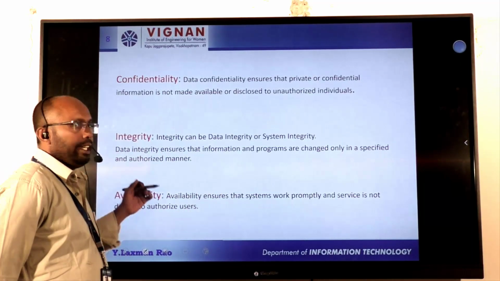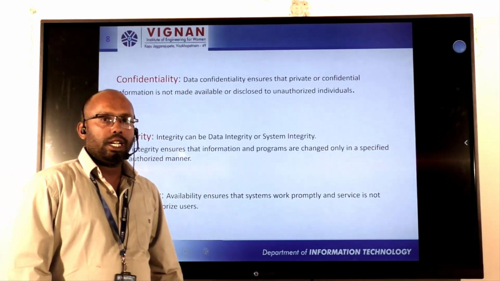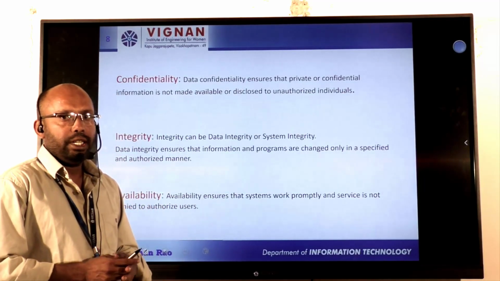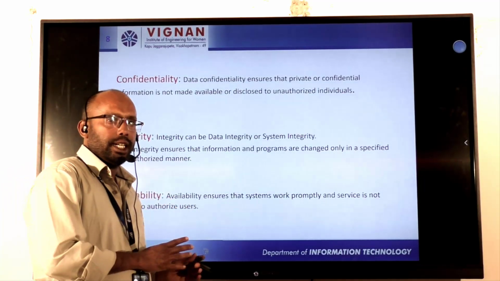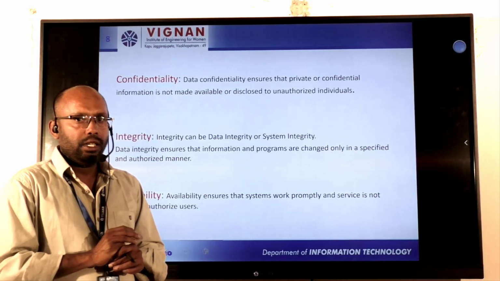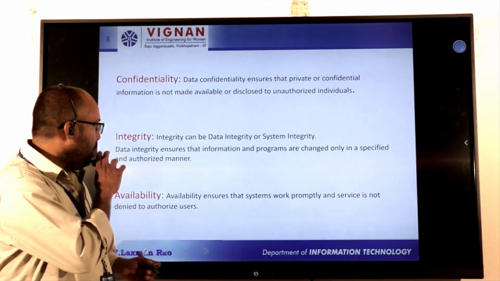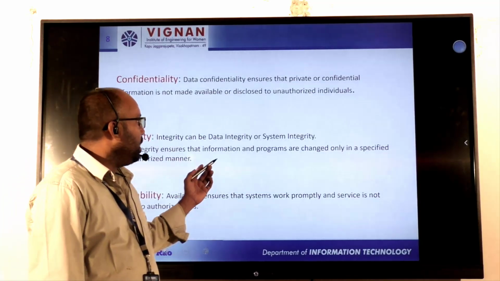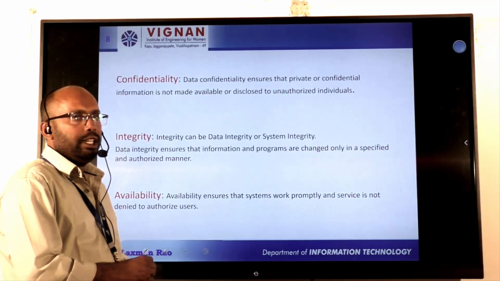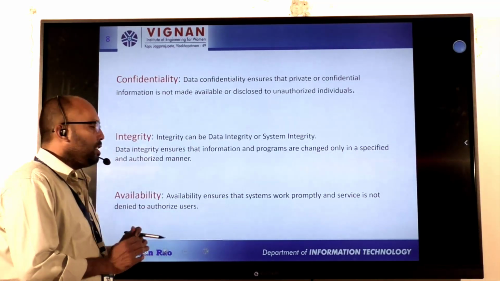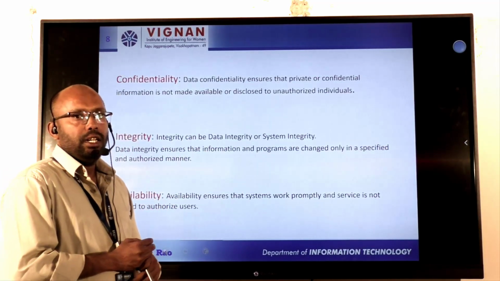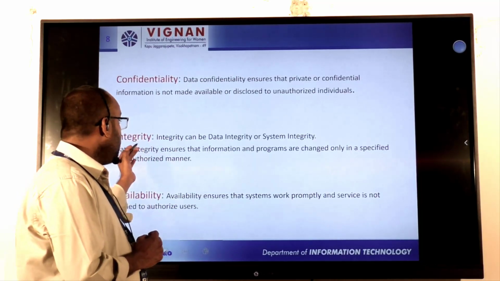Coming to integrity, what does integrity mean? The data should not be changed throughout the transmission. Whatever data we are sending should reach the receiver as it is. There should not be any change in the data between sending and receiving. Integrity can be data integrity or system integrity. Data integrity ensures that information or programs are changed only in a specified and authorized manner. Only the specified and authorized persons can access the data. That is what we call integrity.